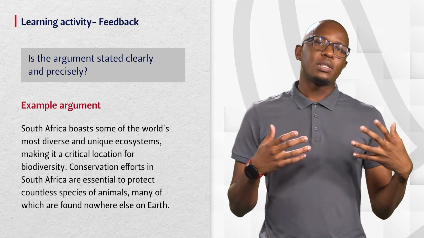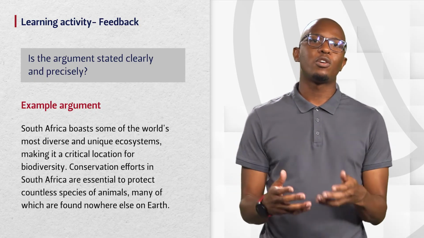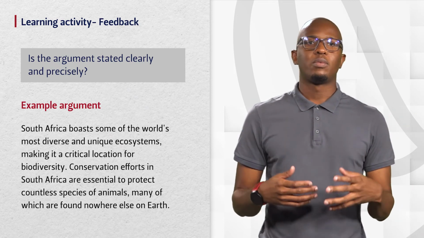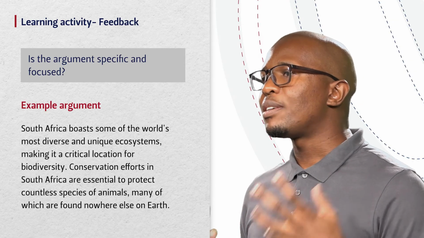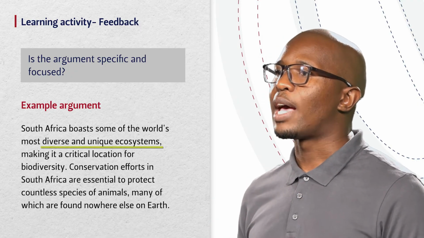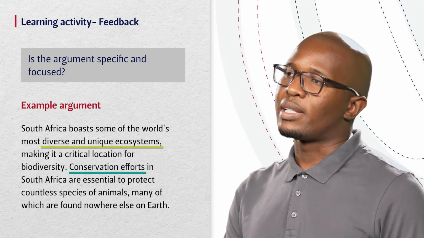Now that you've analyzed the statement, let's quickly critique it and see whether it meets the criteria for an effective argument. Let's have a look at this statement. The statement currently is clear and precise in its assertion that South Africa possesses diverse ecosystems and is critical for biodiversity conservation. It also conveys the central message briefly and concisely. The statement is specific and it's focused on two key points: South Africa's diverse ecosystems and the necessity of conservation efforts, and also it doesn't deviate from its main message.